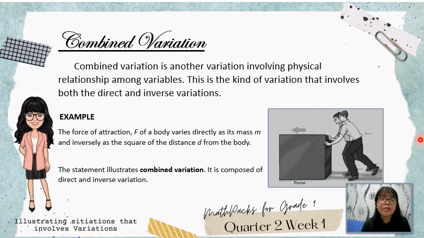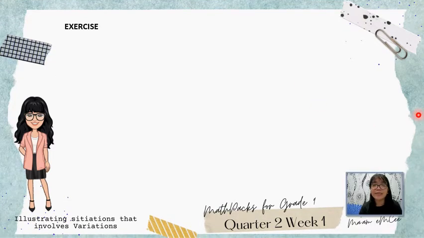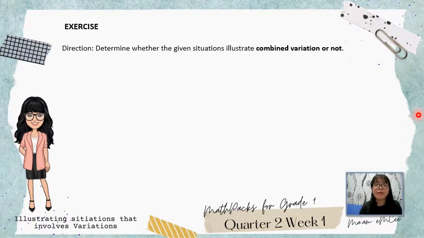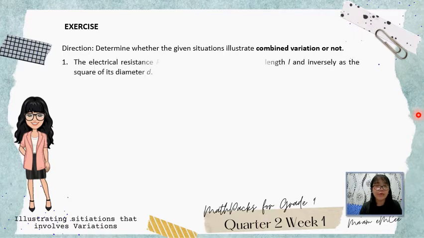So this statement illustrates combined variation because we have here first the direct variation. So F varies directly as m, or the mass. And we have also the inverse variation because your F, or your force, varies inversely as the square of the distance from the body. So the statement illustrates combined variation. So it is composed of direct and inverse variation. Let's have some exercises. Determine whether the given situations illustrate combined variation or not.